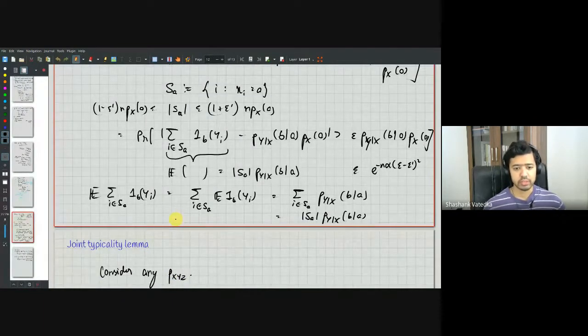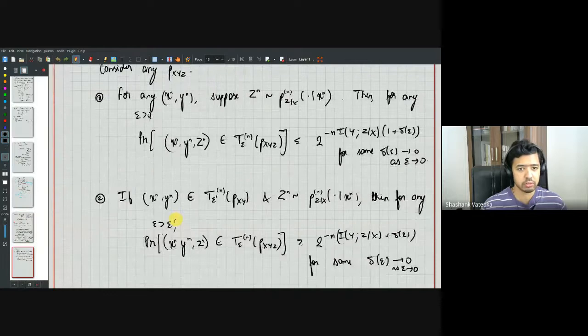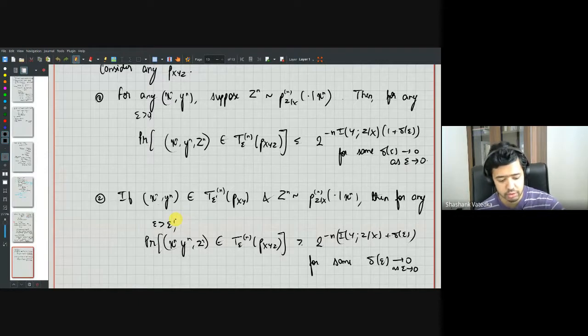Okay, so now we'll see another result which is called the joint typicality lemma, and this will be a key step in proving an upper bound on the probability of error for the achievability part of the channel coding theorem. And it basically says the following. So it's a more specific form of what I just mentioned.